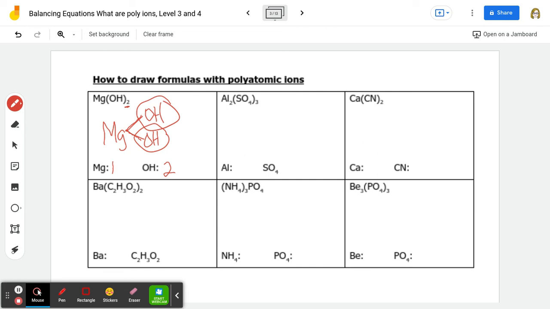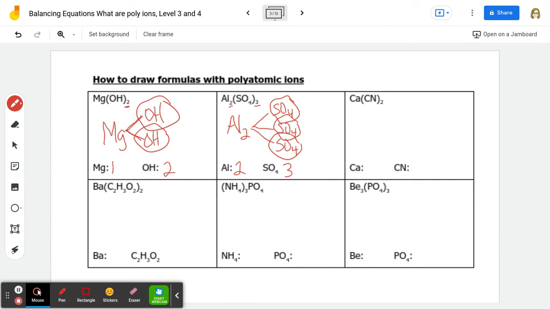I'm going to do a couple more with you, but I'm not going to do all of these. So Al2, that 2 means I have 2 Als, and this 3 means I need 3 branches. And so I have 3 groups of SO4.